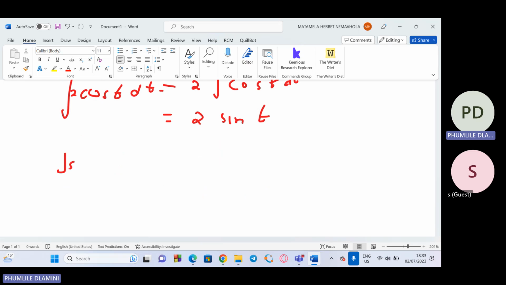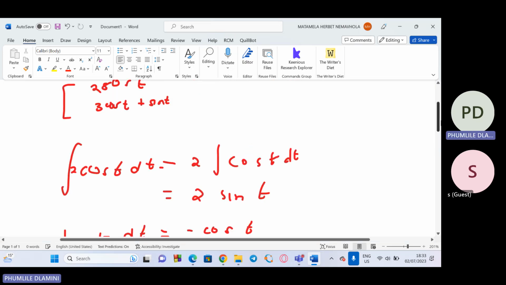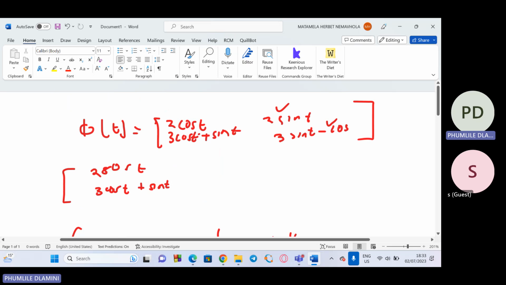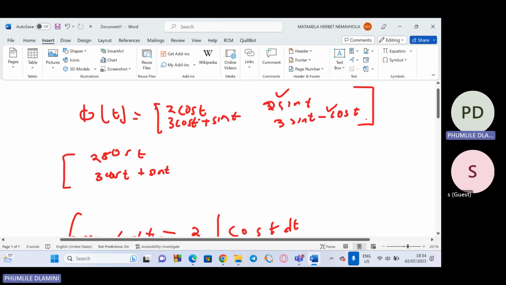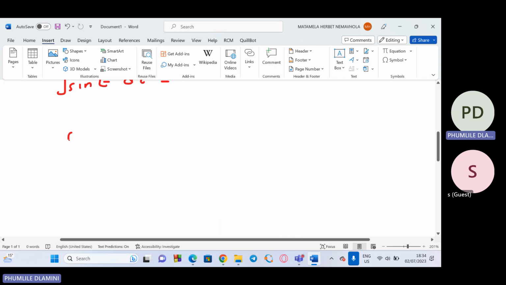But when you say integration of sine t dt, the integration of sine t becomes negative cos t. So if we go back to this equation, you will see that here you have 2 cos t. Because when you integrate cos t, it's going to give you sine t, we're going to have 2 sine t. But in this one for 3 cos t, when we integrate cos t, it's going to be 3 sine t. But when we integrate sine, it's going to give us negative. So that's why here we write negative cos t. So that's how we found these values. Now we already have this Q of t, so this matrix. So now we will have to find the inverse of that matrix.